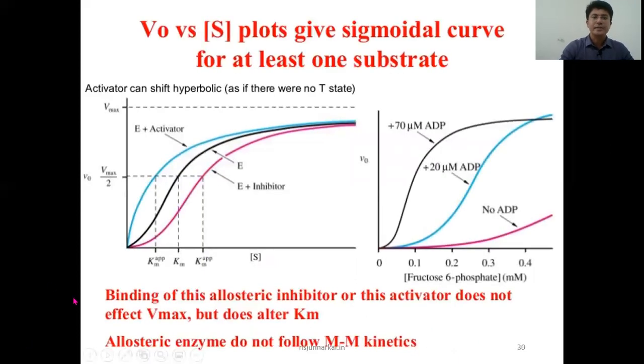Here you can see that in the presence of an activator, such a kind of curve is seen, and in the presence of an inhibitor, more sigmoidal behavior will be seen.